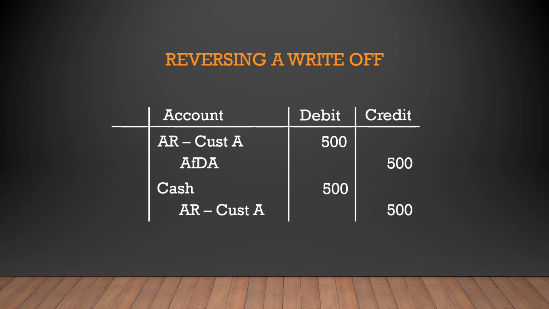Just as under the direct write-off method, it's important to book these two entries separately. Doing so allows you or an associate to observe who it was who paid after the fact, should you revisit this journal at some point in the future.